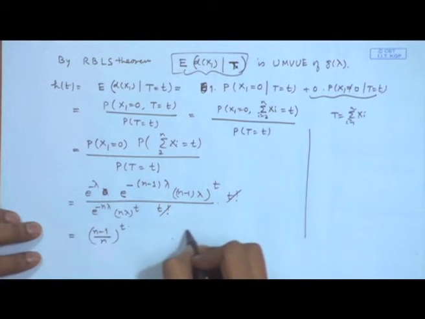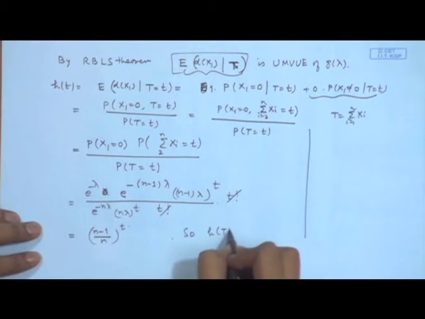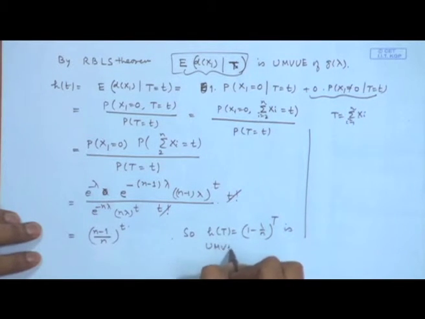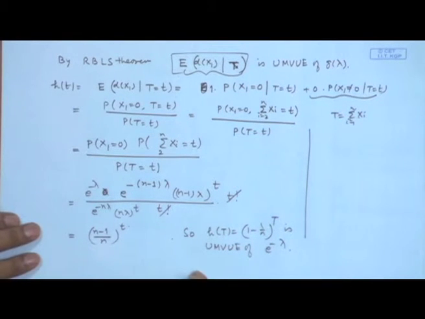So, h(T) is equal to (1 − 1/n) to the power T. This is the UMVUE of e to the power minus λ. So, this Rao-Blackwell-Lehmann-Scheffé theorem is extremely useful to determine the UMVUE for various functions where the method of lower bounds is not applicable.